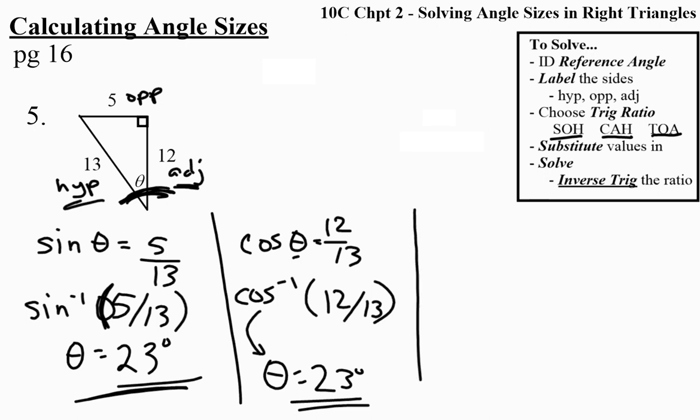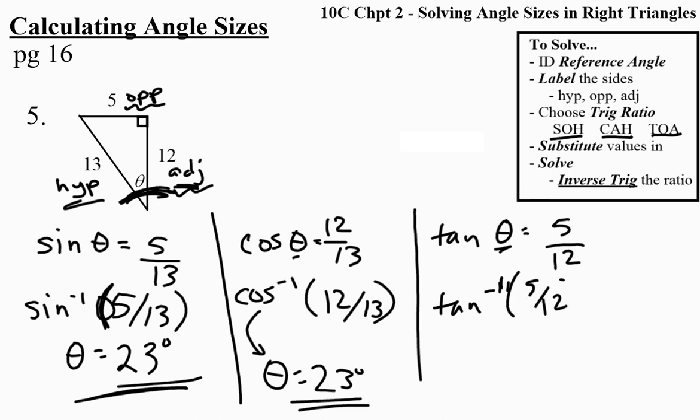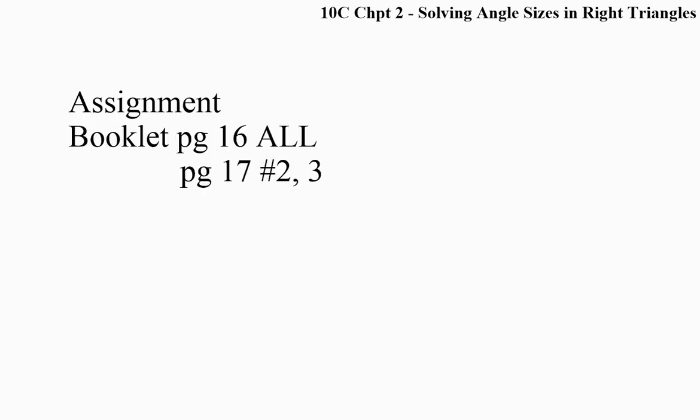Tangent, going to get the same thing. Where are we? Tangent, theta. Tangent is opposite over adjacent. 5 over 12. Get an angle, tan inverse of 5 over 12. And when we inverse tan 5 over 12, theta is 23 degrees. Doesn't matter which trig ratio you use, it should work the same every time.